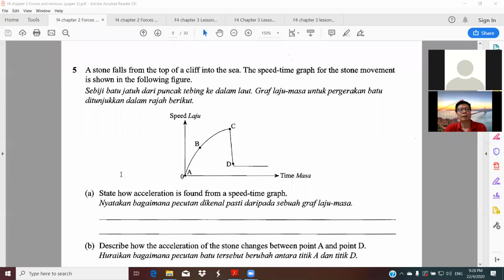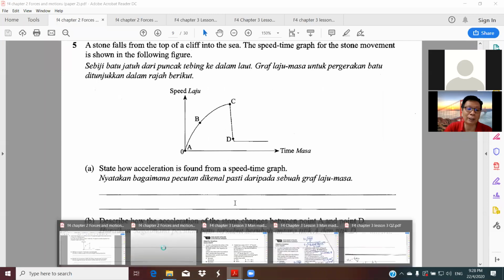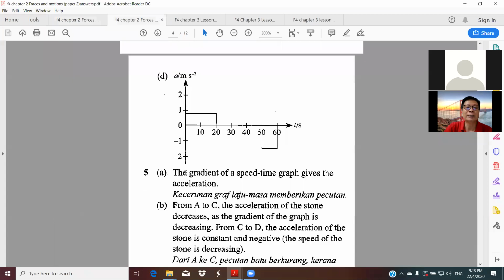Now, state how acceleration is found from the speed-time graph. How to calculate the acceleration from the graph? Yes, find the gradient of the graph. Okay, you see the answer. What does the answer say? Find the gradient of the speed-time graph. They never ask you to find, they just say how. So you say, find the gradient of the graph.